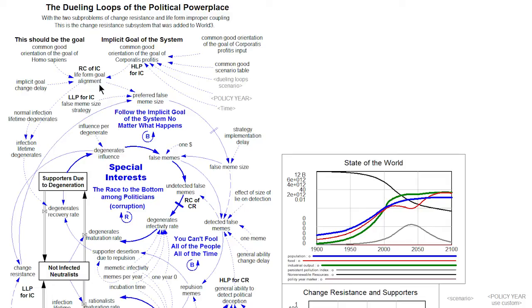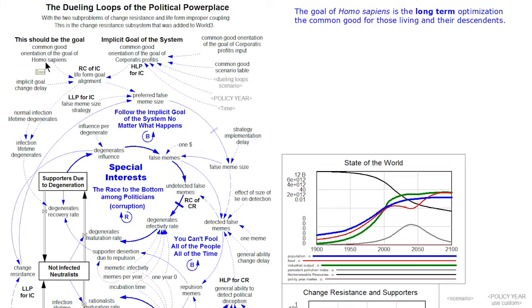The human life form has a name. It's Homo sapiens. The corporate life form needs a name too. Let's call them corporatus profitus. These are large, for-profit corporations. The goal of Homo sapiens is the long-term optimization of the common good for those living and their descendants. That goal is right here on the model. Now there's another goal to consider. The goal of corporatus profitus, which is entirely different, is the short-term maximization of profits. That goal is in the model right here.